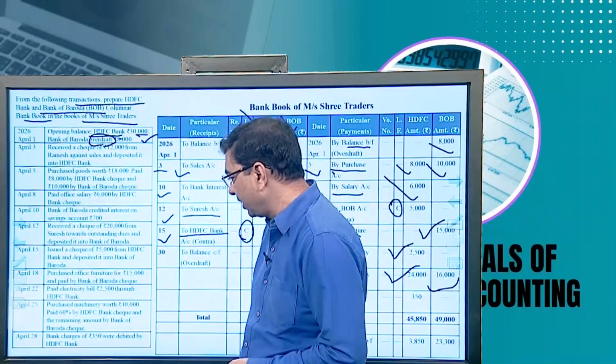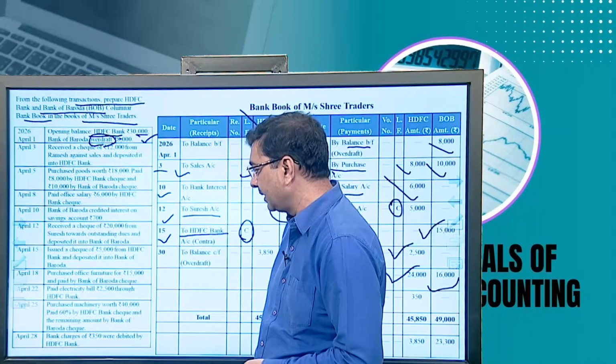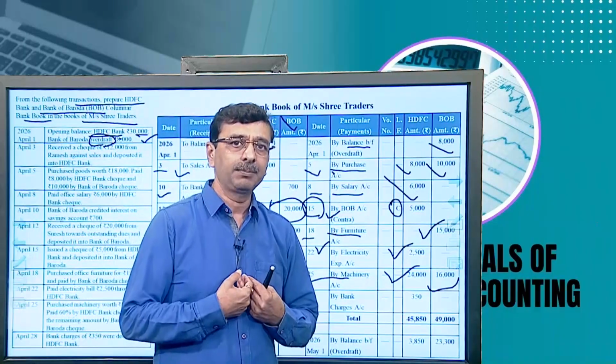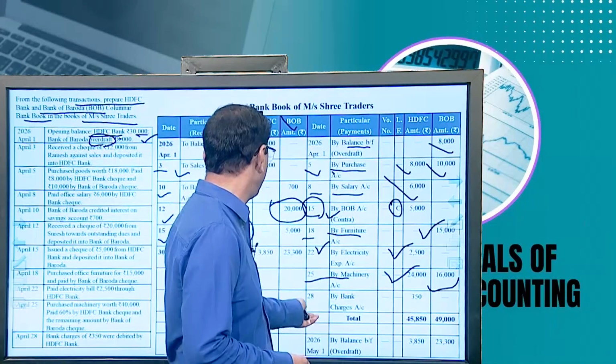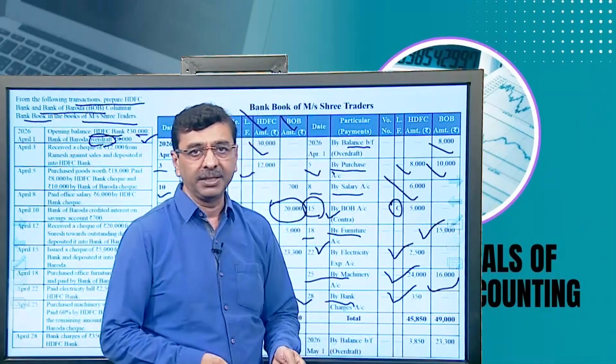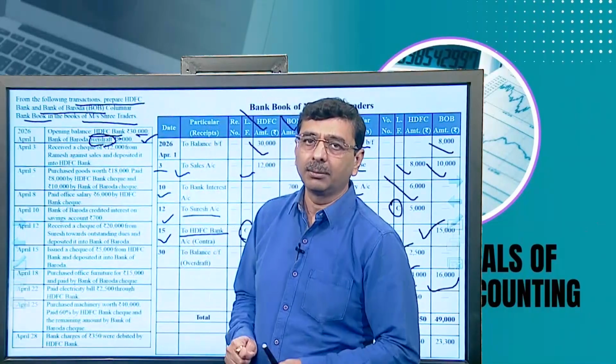Bank charges of 350 were debited by HDFC Bank. It's a charge for certain reasons, but it's an expense for us. So here the date 28, bank charges in the HDFC column 350. So all transactions were recorded in the books of accounts.